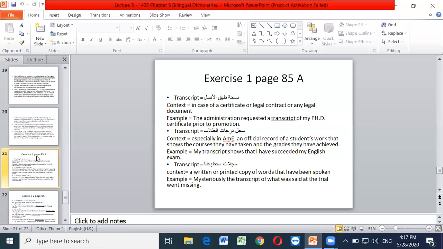In linguistics, for example, when we are studying conversation, في تحليل الكلام بنسجل الكلام اللي بيتقال on a recorder and then transcribe it. فالنتيجة بتبقى إيه؟ سجلات مخطوطة. So what is the meaning of سجلات مخطوطة in terms of context? It's a written or printed copy of words that have been spoken. An example sentence: mysteriously, the transcript of what was said at the trial went missing.